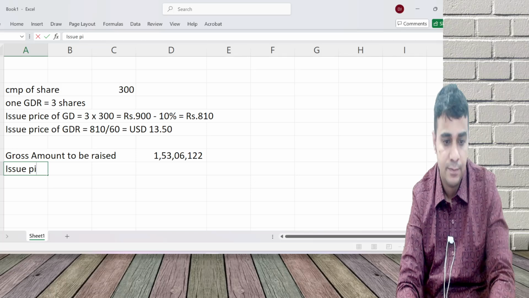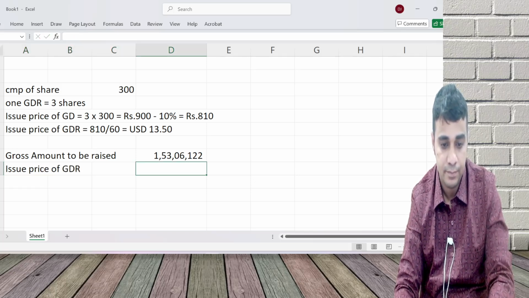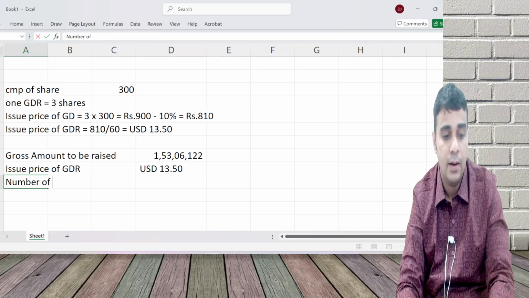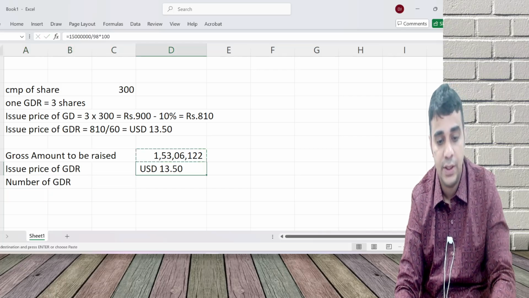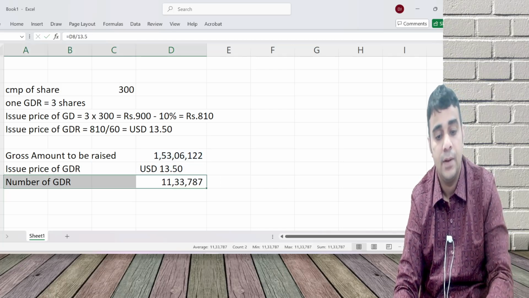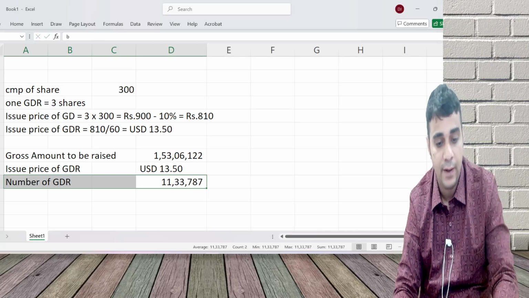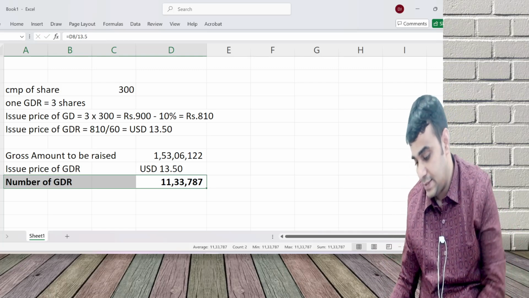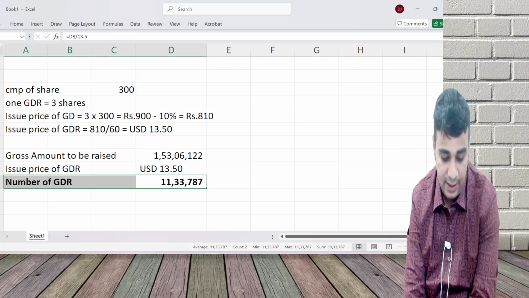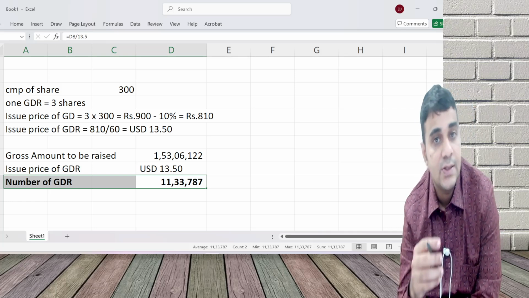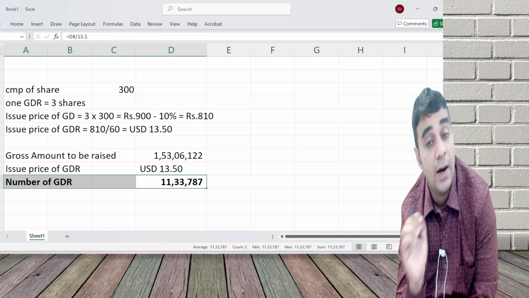Issue price of GDR is USD 13.5. Number of GDR is this divided by 13.5. I have to raise 11 lakh 33,787 GDR. This is the number of GDRs to be issued. Part 1 of the question.